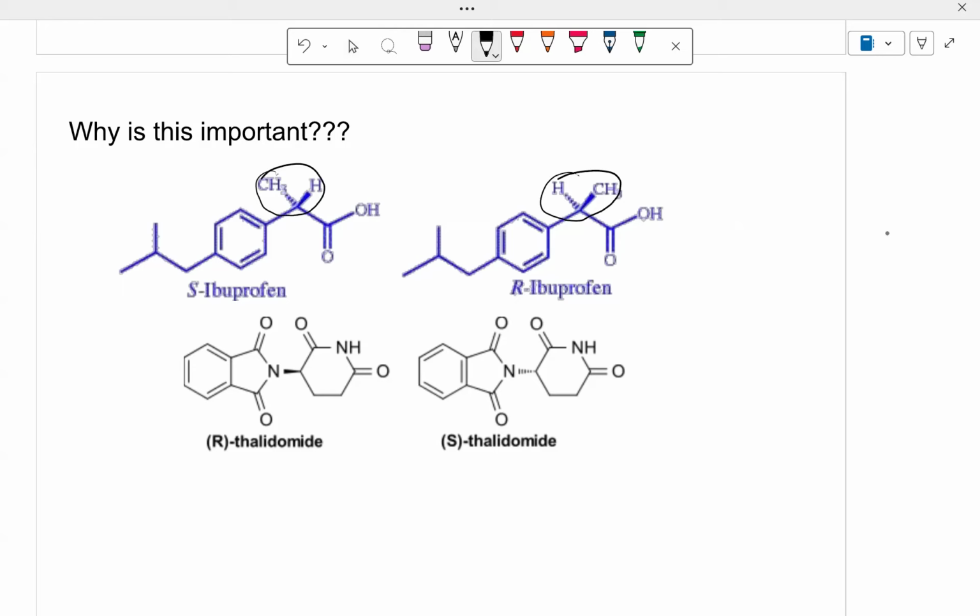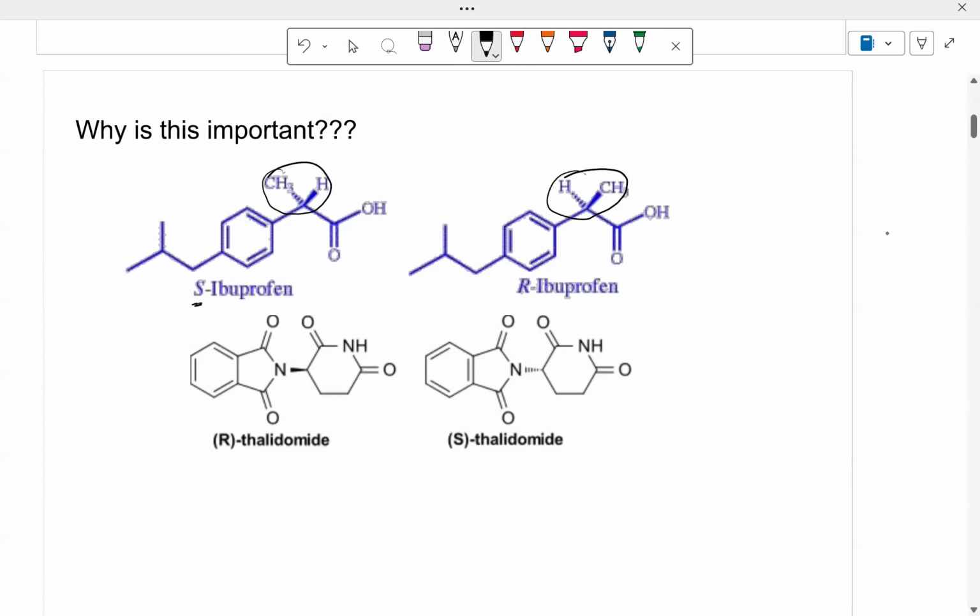For right now, take my word for it. I'll show you how you can prove in a little bit that these are not identical compounds. I can't simply turn one compound around and get the other, and I'll demonstrate why in just a little bit. But there's another way that we know these are not the same compounds: their biological activity. S-ibuprofen, I'll talk about what S means a little bit later, is biologically active.